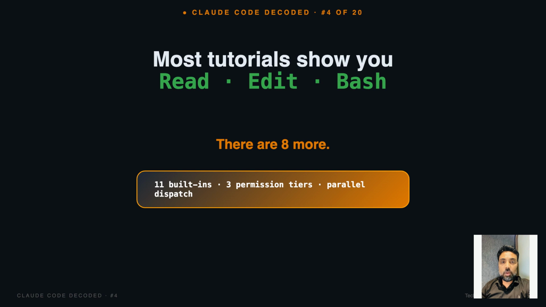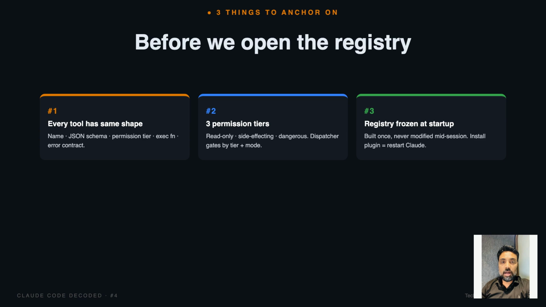When the agentic loop wants to do something, it picks from a list. That list is built once at startup, frozen for the session, and contains every action Claude Code can possibly take. There are roughly 11 built-in tools, plus whatever MCP servers and plugins contribute on top. Most users know 3 of them: read, edit, bash. That's about all you ever see in YouTube tutorials. But there are at least 8 more, and some of them are the most important for serious work.